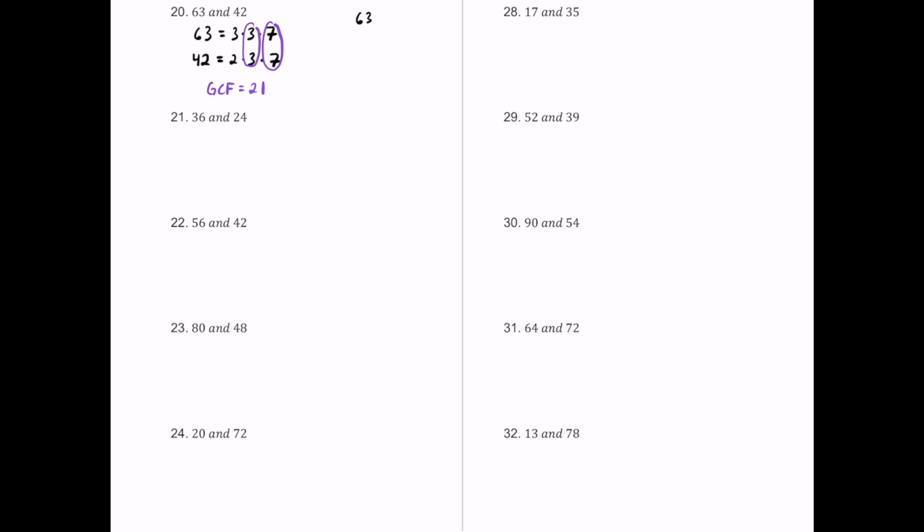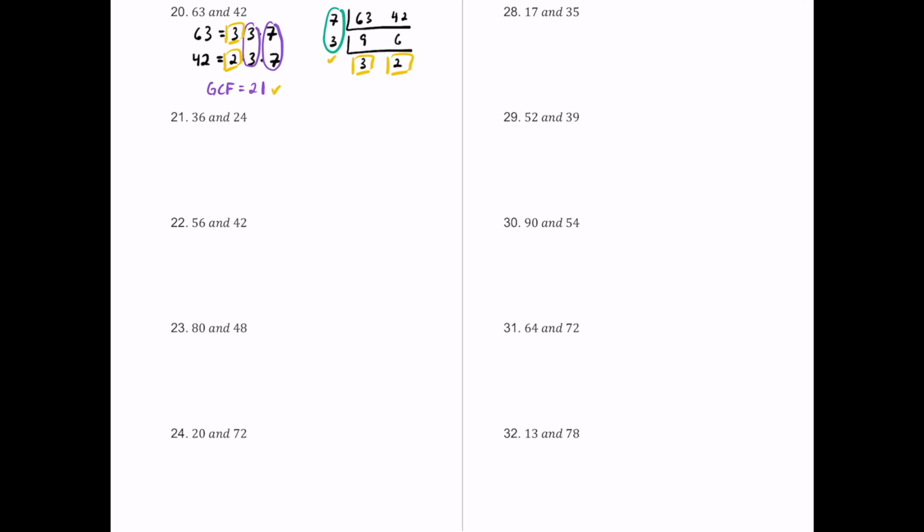Checking this using the ladder method, 63 and 42. Let's see, I think most people are going to think of 7 first because 7 times 9 is 63 and 7 times 6 is 42. And then for 6 and 9, I think 3 makes sense. 3 times 3 is 9, 3 times 2 is 6. And so if we look at what they had in common, it's this 7 times 3, which is 21. So that matches. And then this leftover 3 and 2 seem to check out as well. So pretty confident that the GCF here is 21.